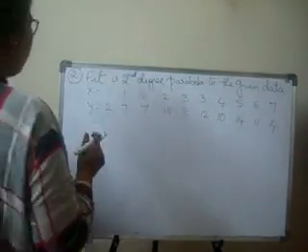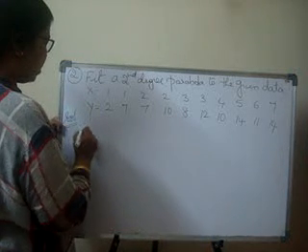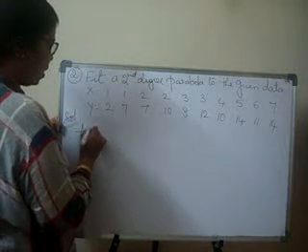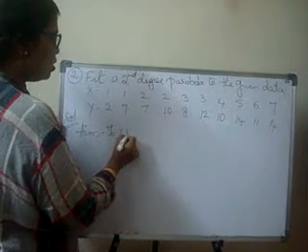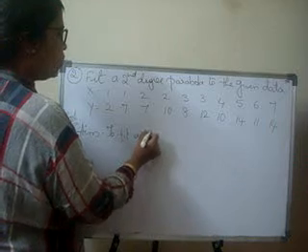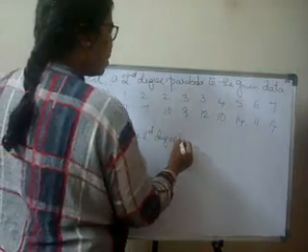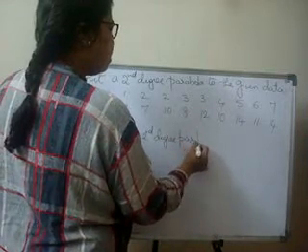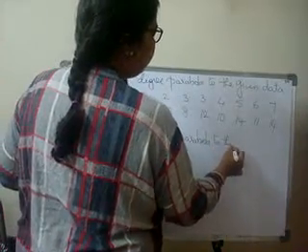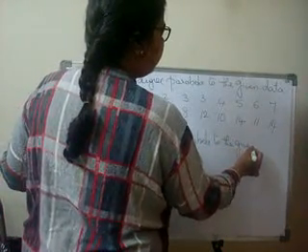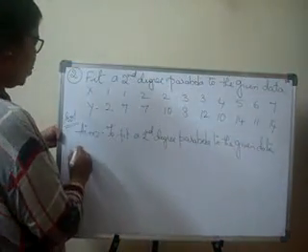Now, what is our aim? So the solution starts with aim. Aim is to fit a second degree parabola to the given data. And what is the second step? Procedure.